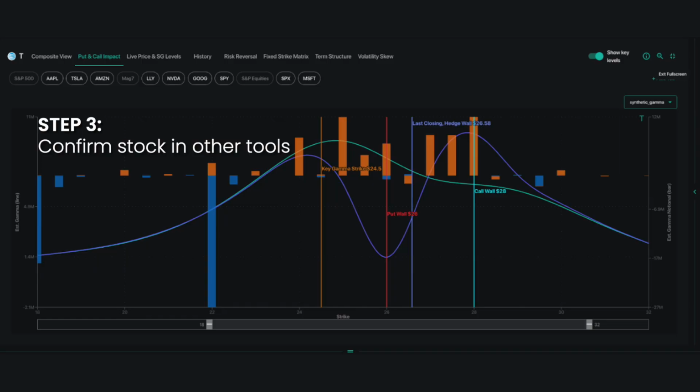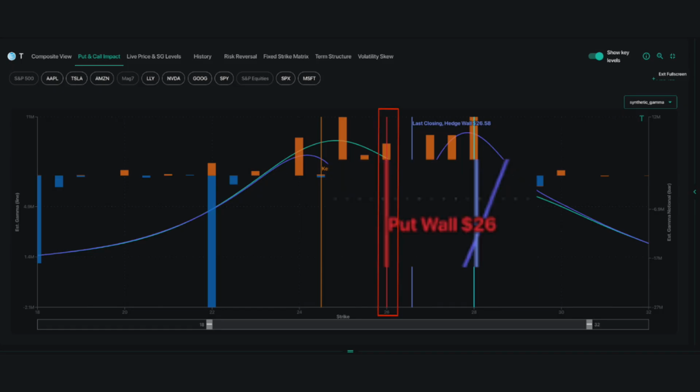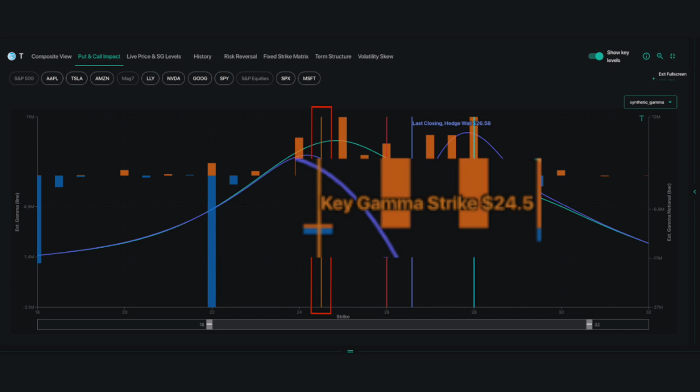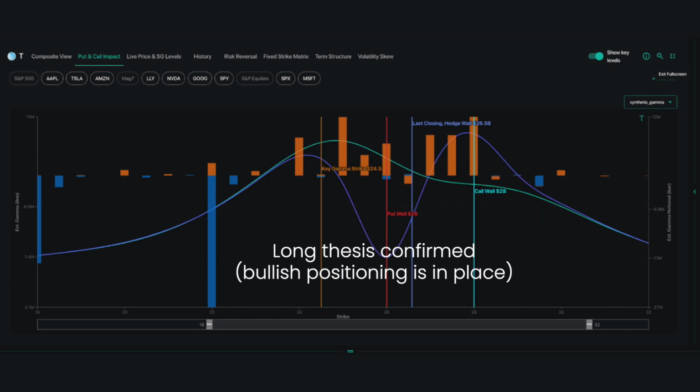Next, in step 3, we expand to other SpotGamma tools, starting by checking the support and resistance levels within Equity Hub. In alignment with Compass, Equity Hub shows multiple signs of support. This includes the strongest SpotGamma support level, the put wall, residing at 26 positive gamma bars and the key gamma strike just below it at 24.50. These levels help confirm the long thesis and provide confidence that a bullish positioning is in place.